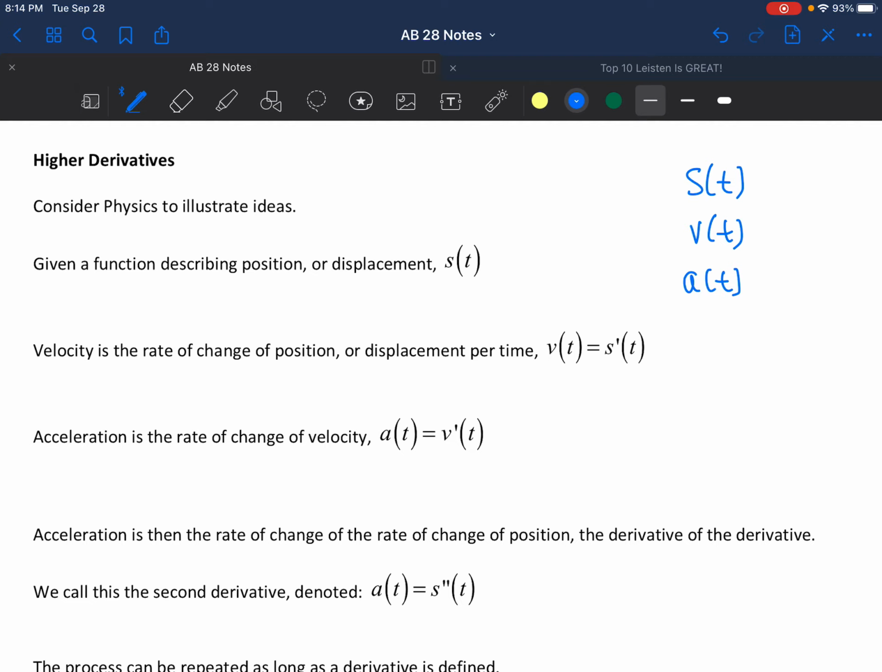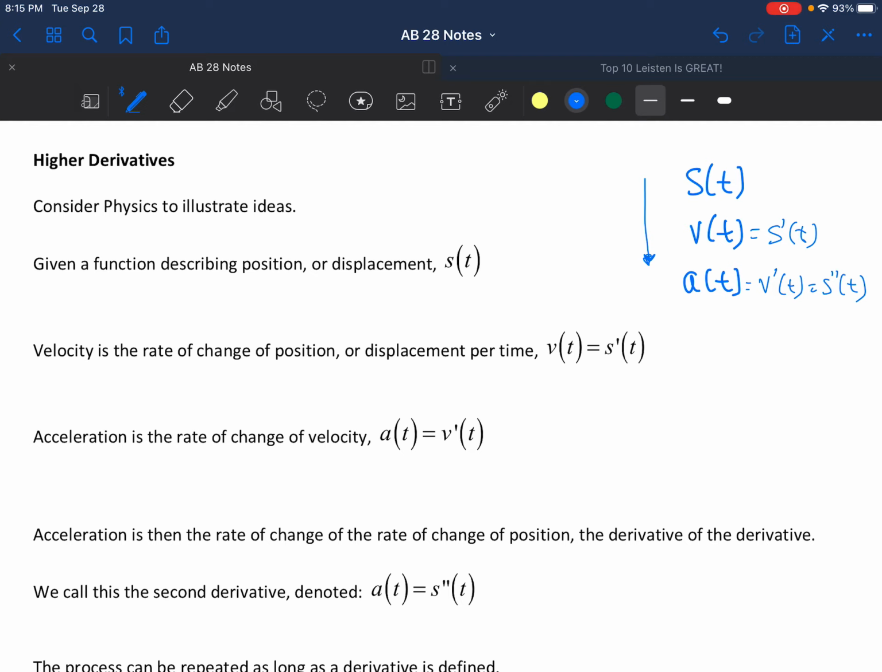Now, I like to view this as a hierarchy. I think about taking the derivative as moving down this hierarchy from position to velocity to acceleration. Velocity is the rate of change of position, and acceleration is the derivative of velocity, which is also the second derivative of position. Then we can repeat that process: the third derivative, the fourth derivative.